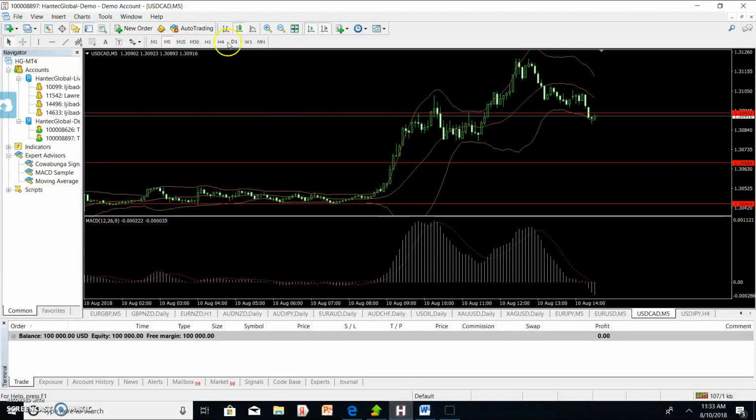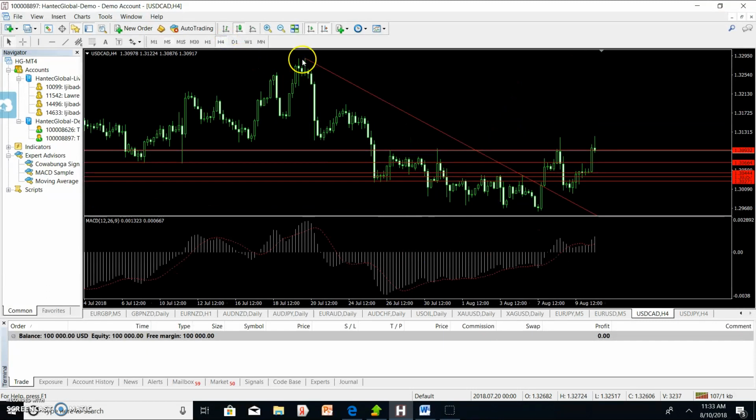On the 4-hour time frame, if you see clearly here, I already have plotted my downtrend line. This is a downtrend line from this swing high to this swing high, and you can see that price has been resisted by this line hitherto, up until when price broke through and closed above the trend line.